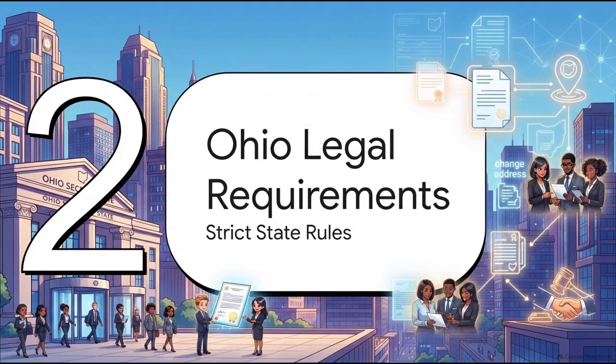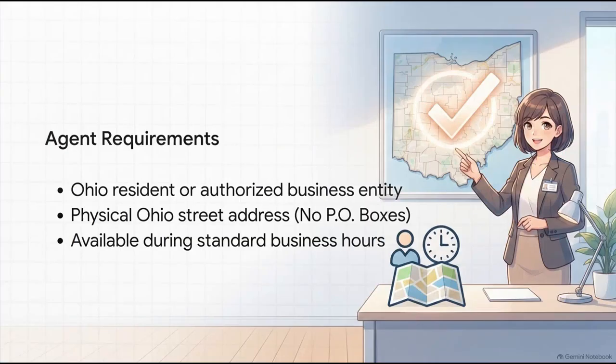Moving on to Part 2, Ohio legal requirements. So, what exactly does the state demand? Well, Ohio law is highly specific about who can actually serve in this role. First off, your statutory agent has to be either an individual who resides in Ohio or a business entity authorized to operate in the state. Second, they absolutely must have a physical street address within Ohio's borders. And finally, and this is a big one, to satisfy the constitutional standards of due process, the agent must be physically present and available at that address during standard business hours to accept hand-delivered legal notices.